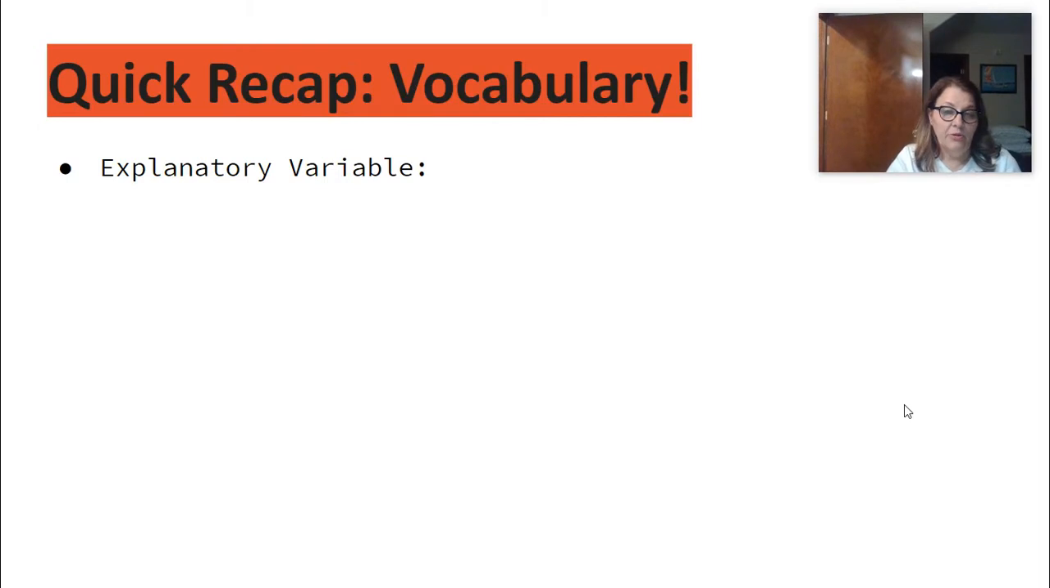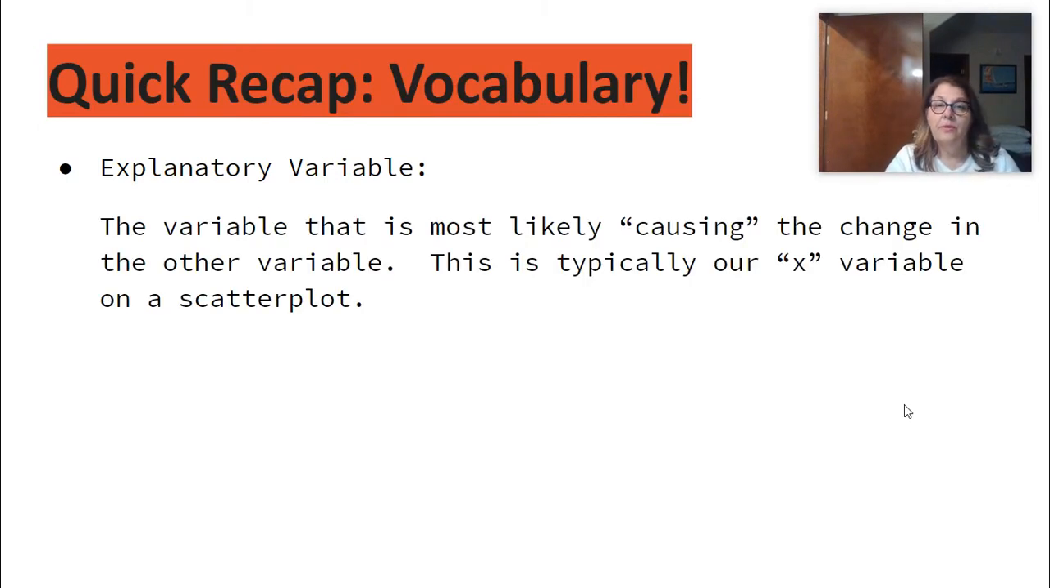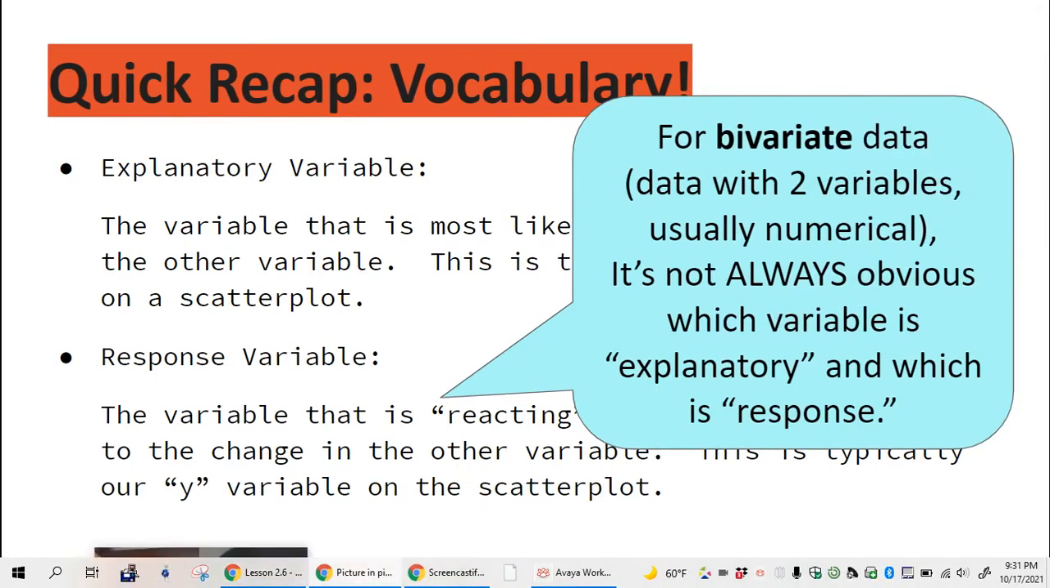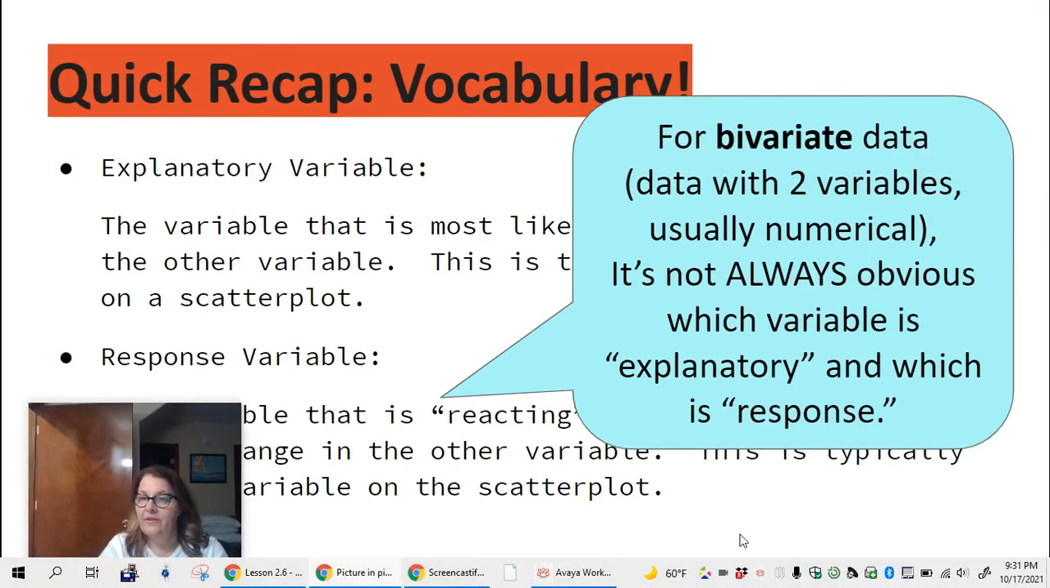Remember that an explanatory variable is the variable that most likely is causing the change in the other variable, and we typically call this the x variable on a scatter plot. And the response variable is the variable that is reacting or changing in response to the change in the other variable, and this is typically called our y variable on the scatter plot. Note that for bivariate data, which is data with two variables, usually numerical, it's not always obvious which variable is explanatory and which is response.